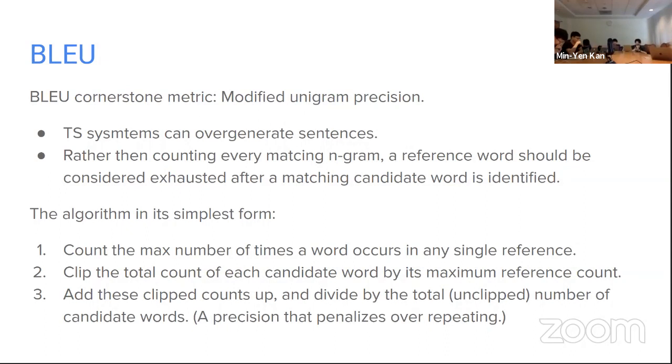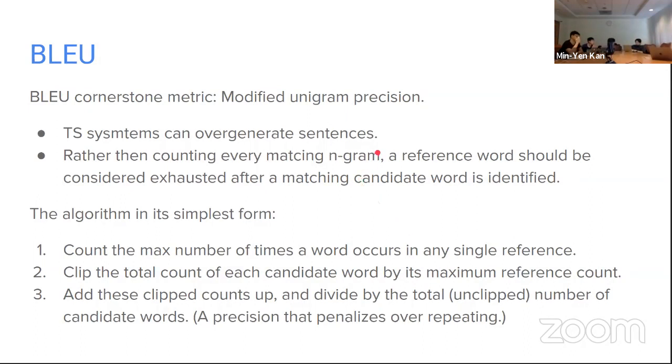And this is to actually solve the problem Min just pointed out. If you just create an n-gram that is favored by the reference, then according to Rouge your summary is a good one. But in BLEU, you exhaust your reference matching n-gram when you use it once. So the algorithm in its simplest form looks like this. You first count the maximum number of times a word occurs in any single reference, and then clip the total count of each candidate word by its maximum reference count. In the end, you add these clipped counts up and divide by the number of candidate words.